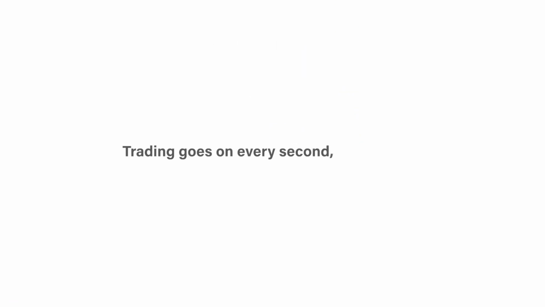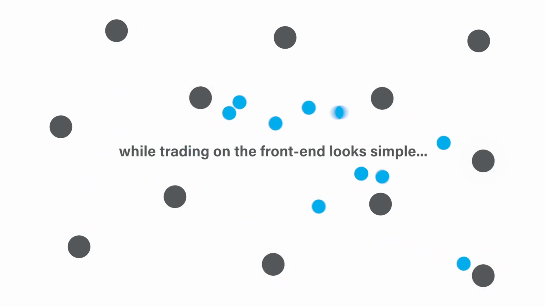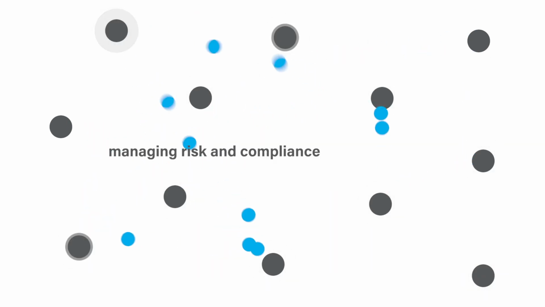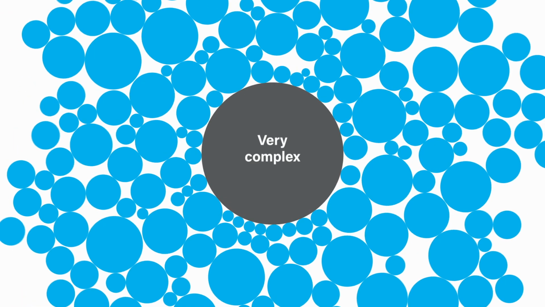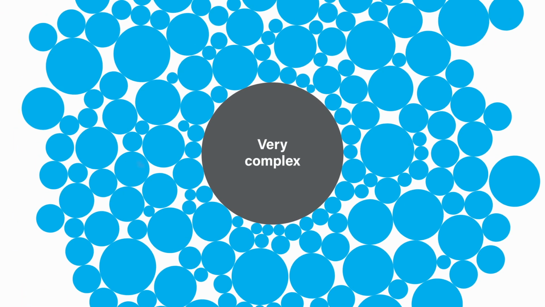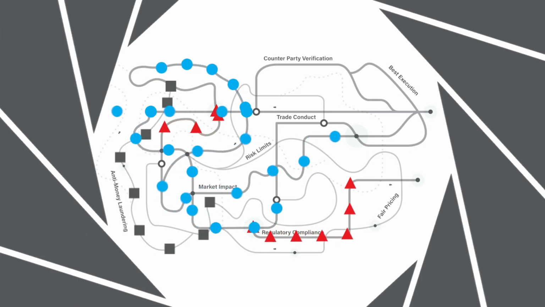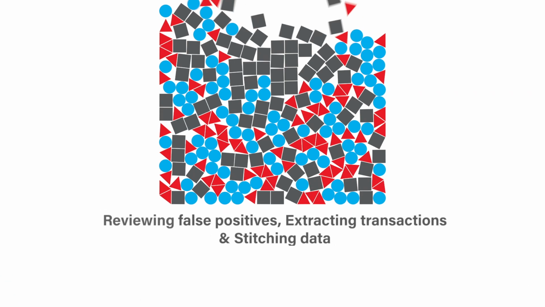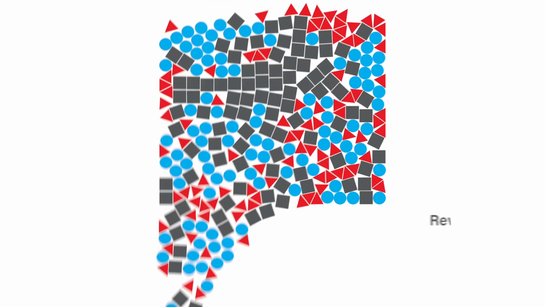Trading goes on every second of every day. And while trading on the front end looks simple and effortless, managing risk and compliance on the back end is a little more complex. Okay, very complex. We all know that manually reviewing trades and alerts is a time-consuming and inefficient process. Wasted hours reviewing false positives, extracting transactions, and stitching data while searching for suspicious activity. This is exactly why there needs to be a better way.